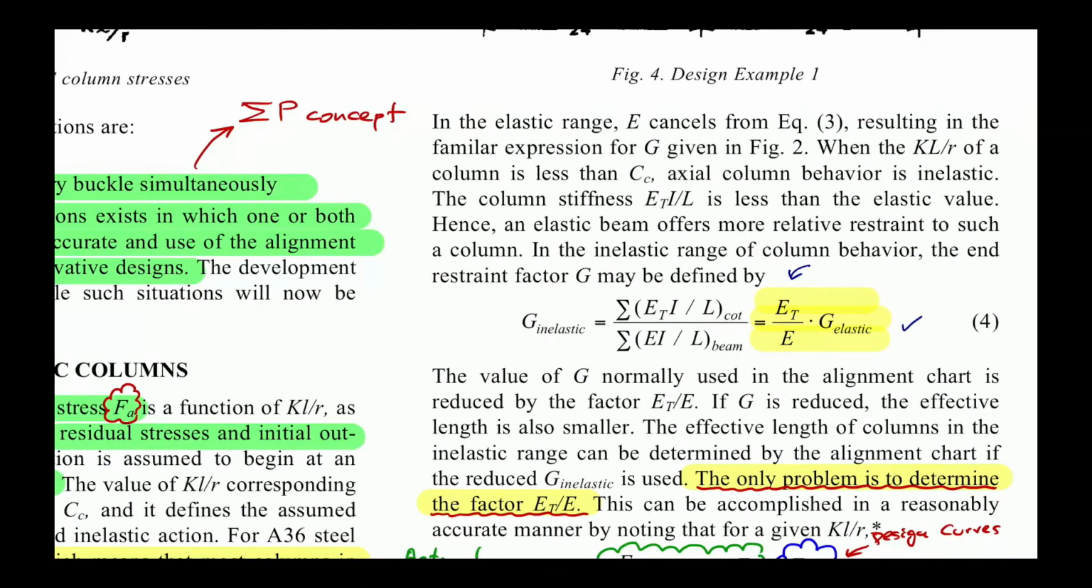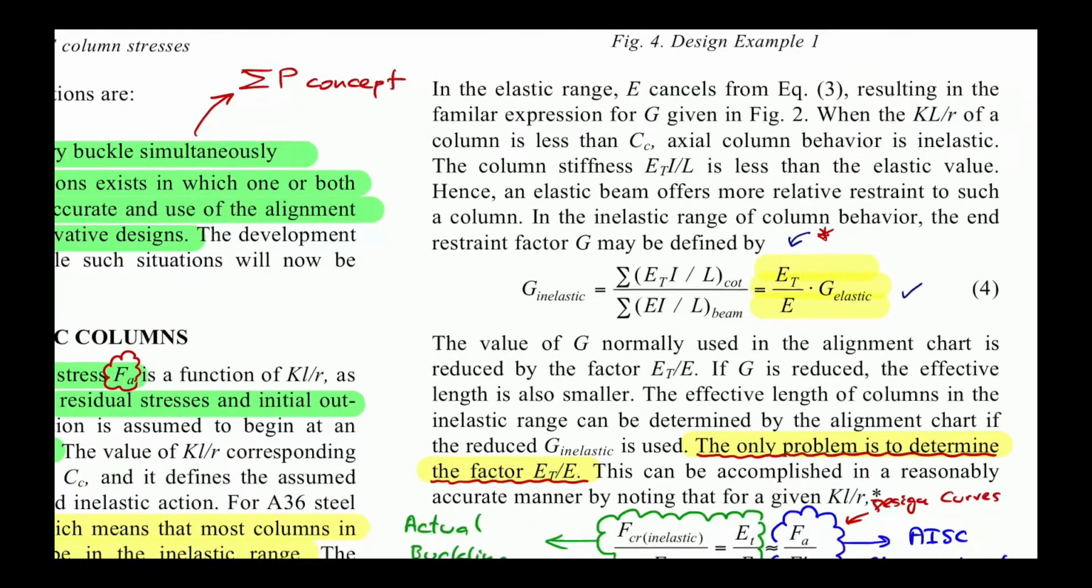Okay, the point is how to determine the ET. This is the most critical issue. How to come up with the ET, because you don't really know the behavior, the stress-strain relationship, the average stress and strain relationship of the column. How do we get that?